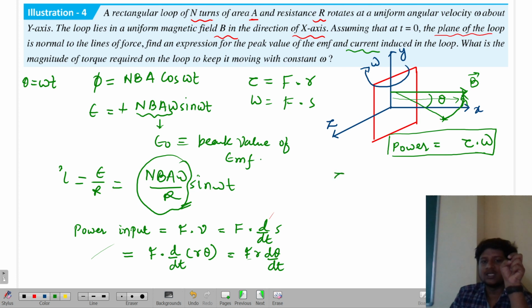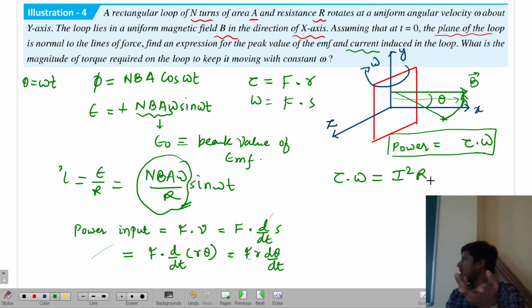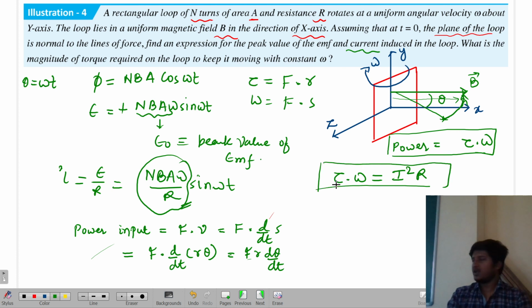So power is how much? Tau into omega. Heat energy, the rate of heat dissipated, will be what? I square into R. Right or not? So therefore tau into omega is equal to I square R. You apply this formula, and did you get the torque or not? Tell me yes or no.